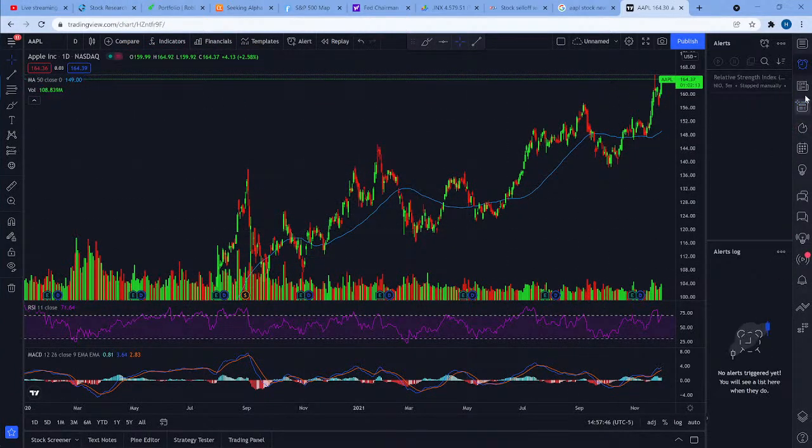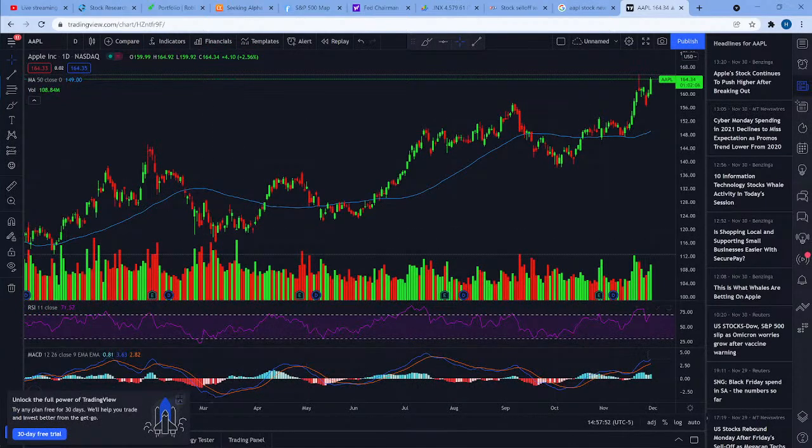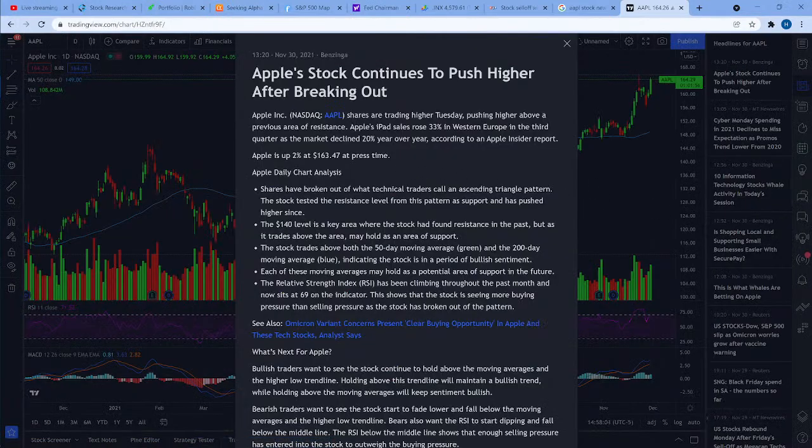You don't go to alerts. You go right here to headlines. So this is what I really like to see. The headlines, it pulls in everything. Cyber Monday spending. Let's see if it says exactly why Apple stock is trading higher on Tuesday, pushing higher. iPad sales rose 33% in Western Europe in the third quarter. So that's probably the main catalyst pushing them up.